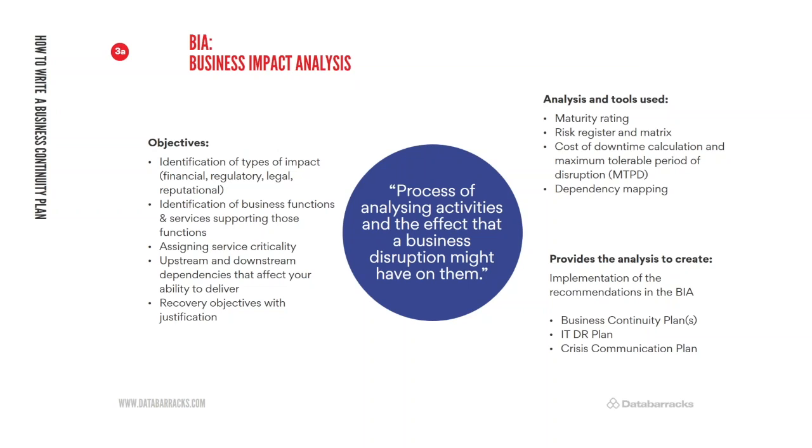And so the quote that we have from the BCI Good Practice Guidelines in the middle is, it is the process of analyzing activities and the effect that a business disruption might have on them. So your objectives are to identify the types of impact that an incident might have, to identify the most important business functions and the services that then support those functions, to then assign criticality to each of those services, to work out upstream and downstream dependencies that affect your ability to deliver. That could be power, that could be suppliers, that could be issues to the roads, etc. And then to work out and set out your recovery objectives with your justification.